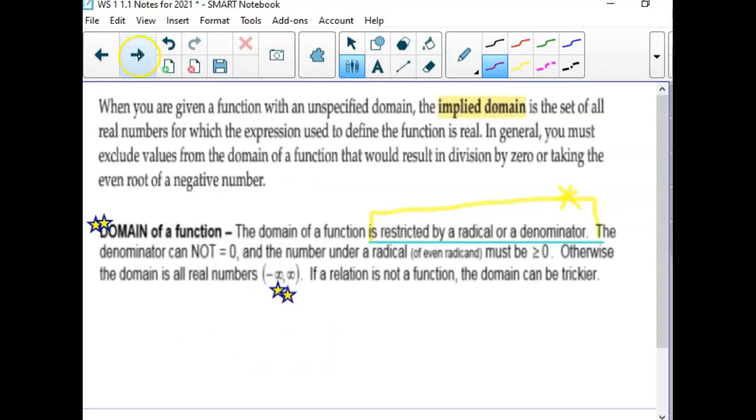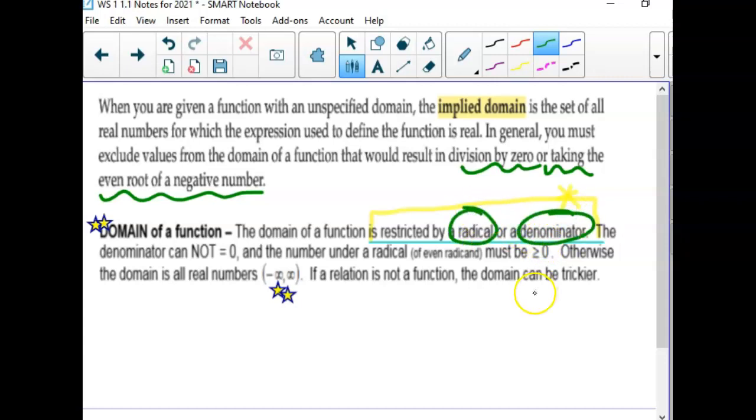All right, I think, oh, we have one more thing. When you're given a function with an unspecified domain, the implied domain is the set of all real numbers for which it works, okay? In general, I cannot say this enough. You must exclude values of the domain for a function that would result in dividing by 0 or taking the root of a negative number. The domain of a function is restricted by a radical or a denominator. Otherwise, it's all real numbers. If there's no radical and no denominator, it's all real numbers.